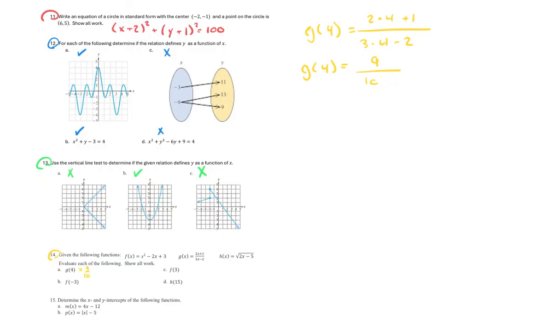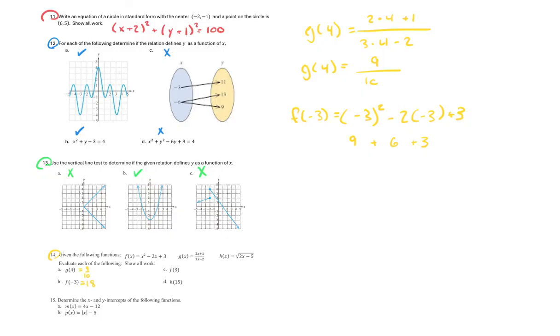And for the next one, we have f of negative 3. If I plug in negative 3 wherever I see x, I'll have negative 3 squared minus 2 times negative 3 plus 3. So this here will be 9, this here will be 6, and this here will be 3. So we're going to have 9 plus 9 is 18. So f of negative 3 equals 18.